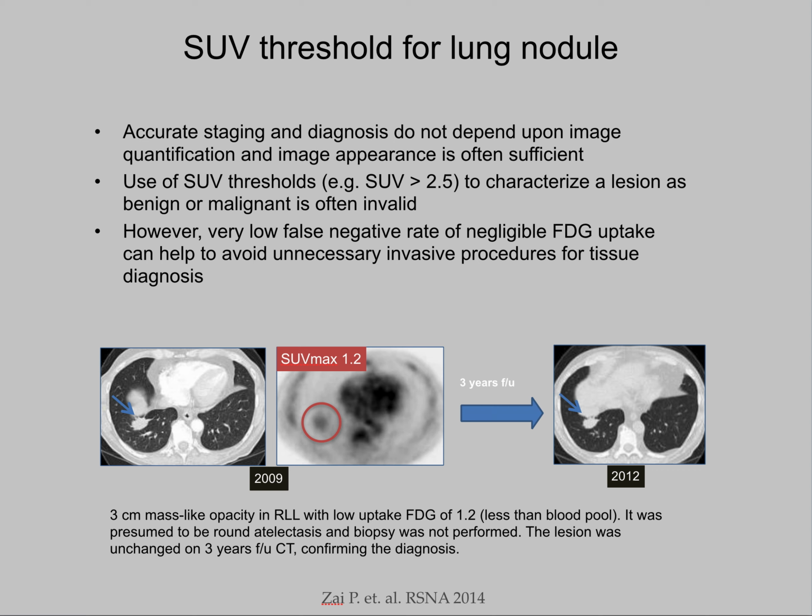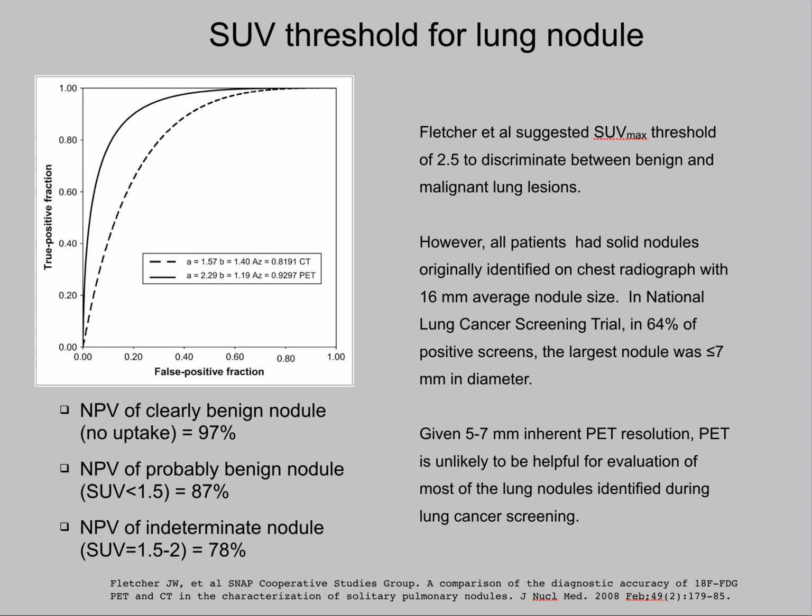In this particular case, however, we see that we have a big solid lesion with really low SUV max, so it is reasonable to assume that this is not a tumor, and indeed, at subsequent follow-up, the lesion stayed stable, so it was benign.